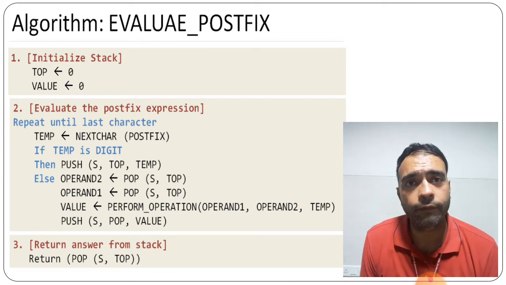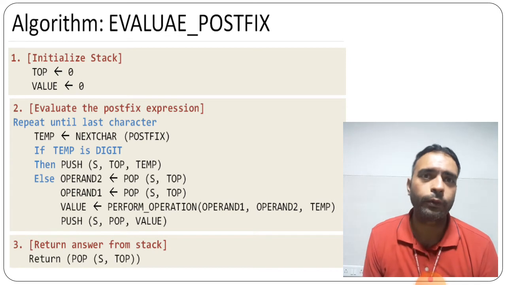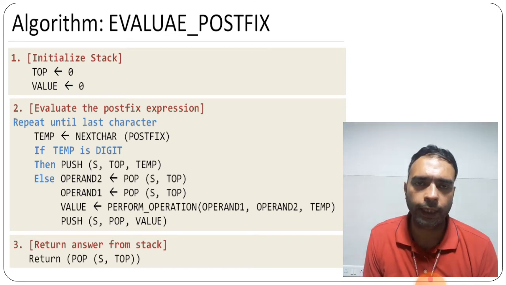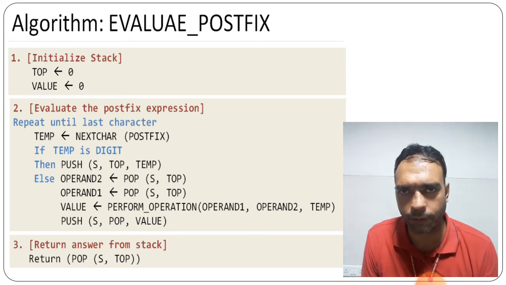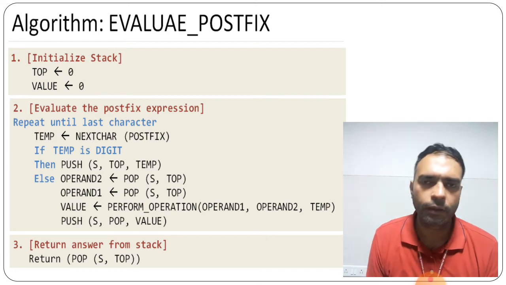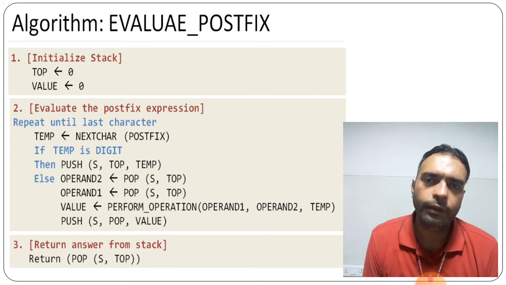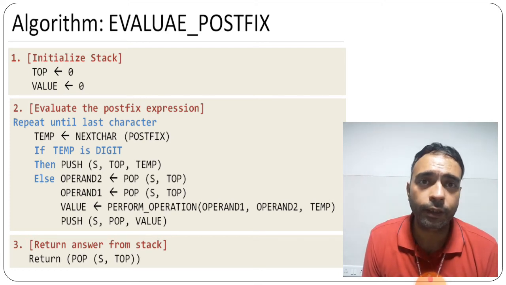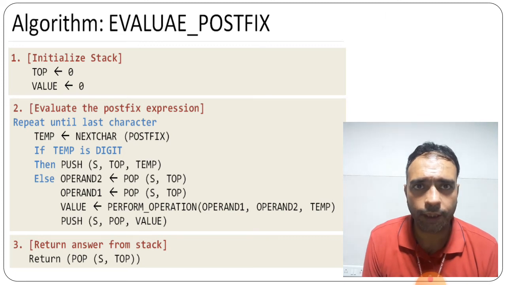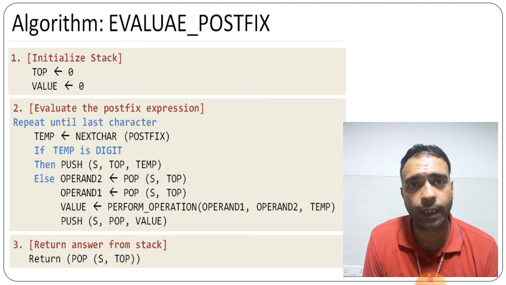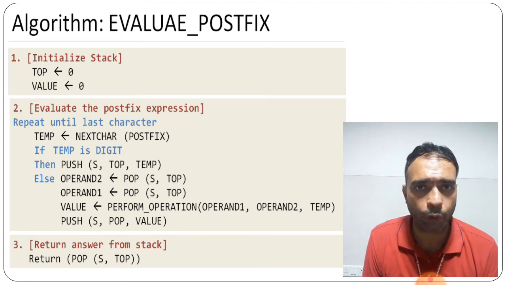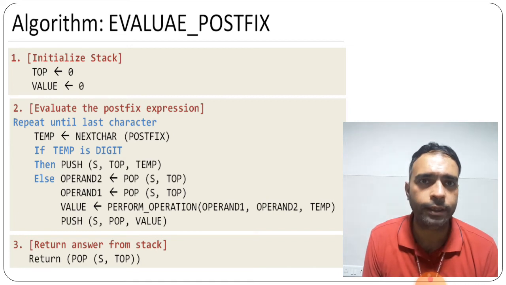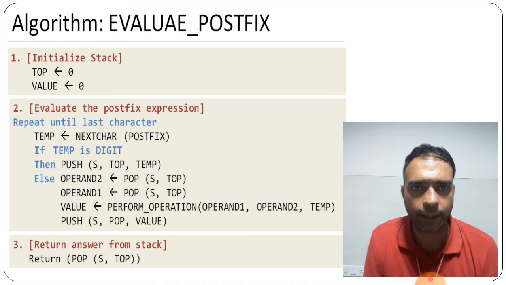In the first step we see that the stack is initialized, so the top value, which points towards the highest level value, is indicated by 0 as there is no value. And value, that is the result, is also initialized to 0, since no addition, no subtraction, no operation has been done.